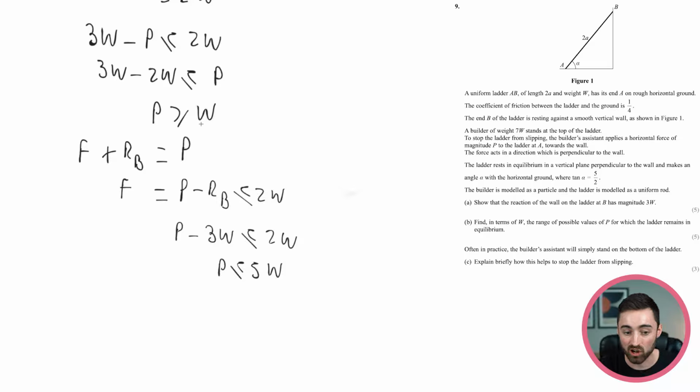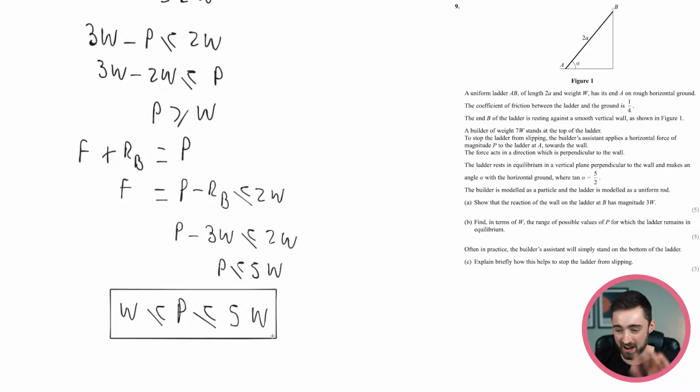So this works. I've got a lower end of P, which is like, you need to put this much force in so the ladder doesn't slide down. But then I've also got an upper end of P because it's like, if you put too much force in, the ladder's going to slide the other way, right? So in other words, P must be greater than or equal to W and less than or equal to 5W. And I believe that that is the answer there. That was tough. That was a very hard question. I had to think there.